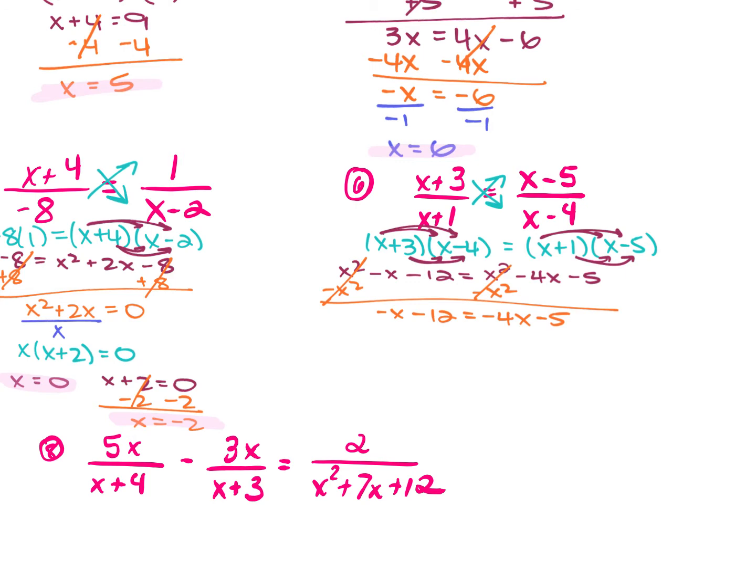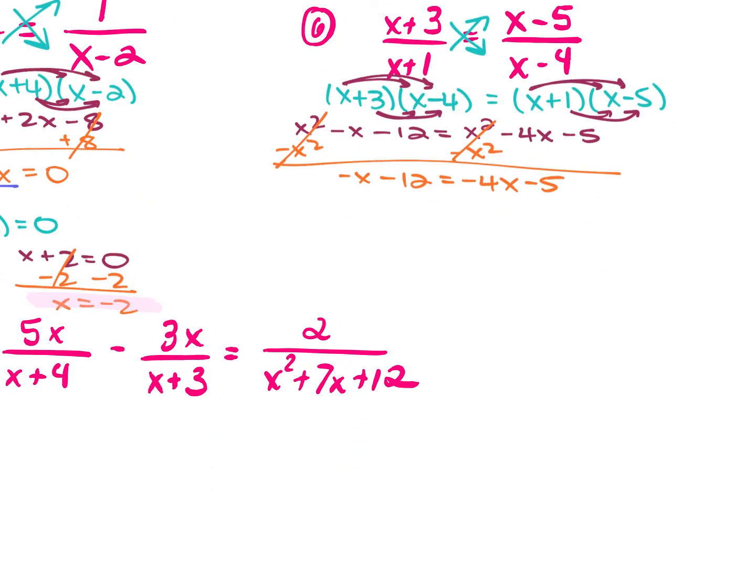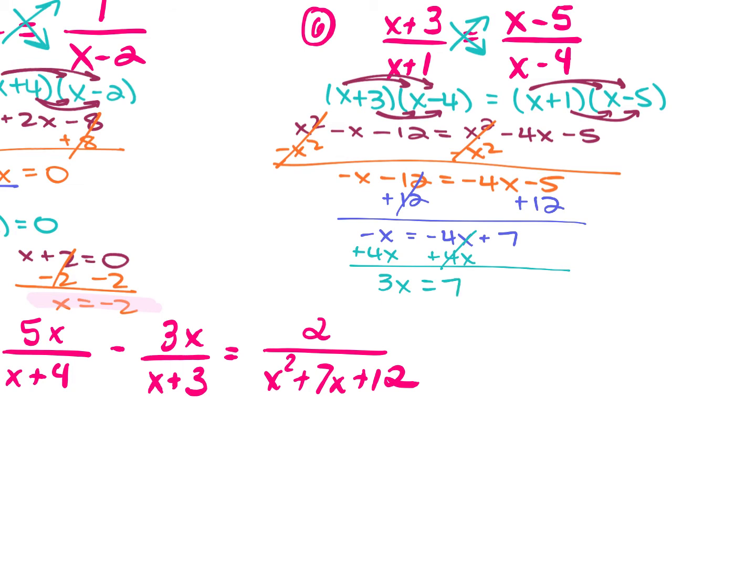Which one would you like to move first? Add 12 to the right side. So this leaves us with negative x is equal to negative 4x plus what? 7. Then what? Move negative 4x to the other side by adding. The 3x equals positive 7. Then what? Divide. And the x equals 7 over 3. Good.